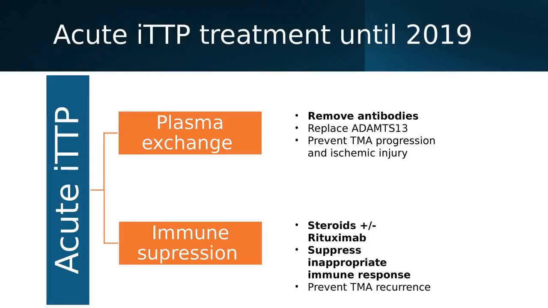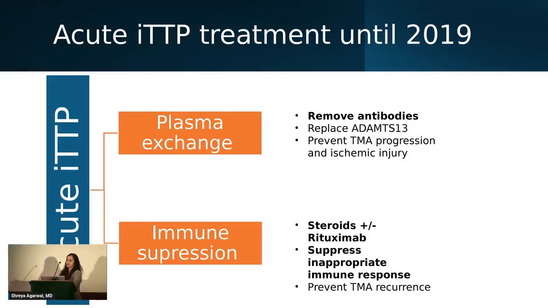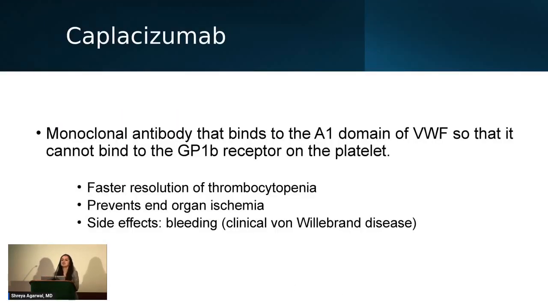The backbone of treatment for acute immune TTP historically has been plasma exchange and immune suppression. Plasma exchange to remove the antibodies and to give them ADAMTS13, and immune suppression to get rid of or reduce the antibodies that are circulating already. But I think caplacizumab, which somehow all my titles have disappeared. Caplacizumab is a new medication that has been approved for immune TTP as of 2019.